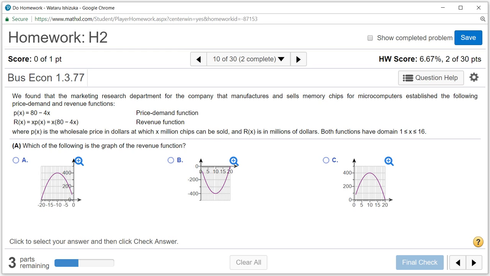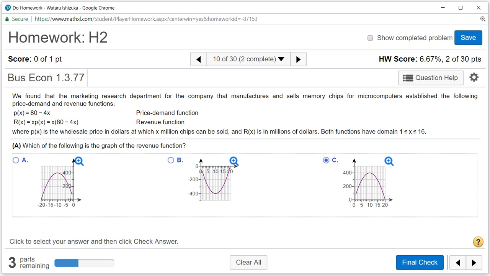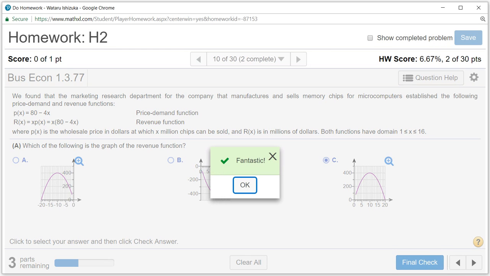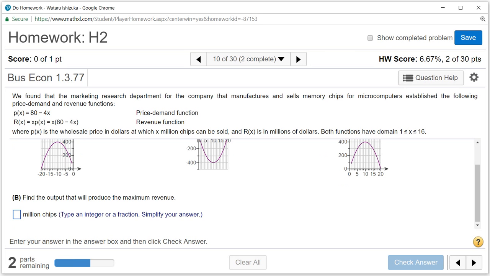Right here, this is almost right, 0 and negative 20, so A is not the one. And here, C, 0 and 20. So C is the only one that's reasonable. Let's check the answer. Right, so we got that.